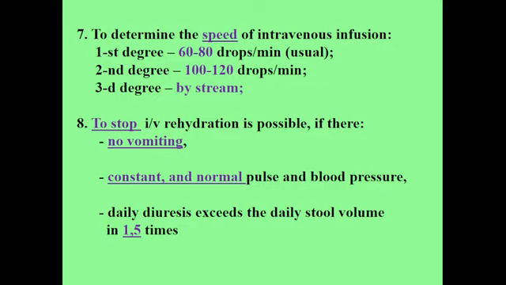You can stop intravenous rehydration if there is no vomiting, constant normal pulse and blood pressure, and daily diuresis exceeds the daily stool volume 1.5 times. So mostly water goes away with urine, not with the stool. That's how we stop intravenous rehydration and maybe continue only orally.